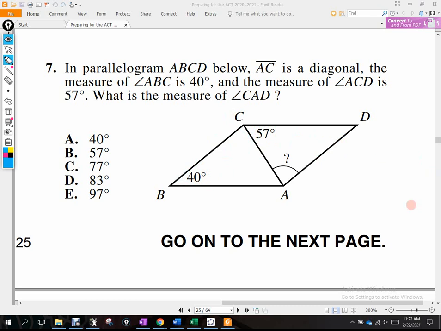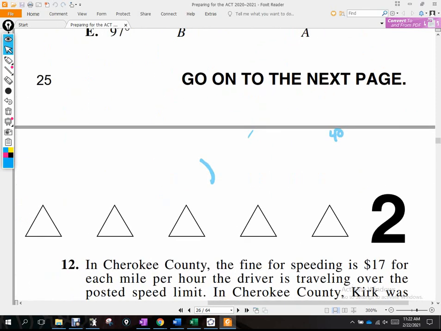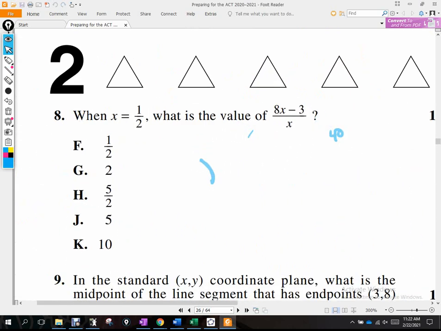Yeah, I think so. So what we're getting at here is if this is a parallelogram, those two angles, opposite angles, are congruent. Okay, so that's 40. And then if I've got this right here, what kind of shape is that right there? It's a triangle, right? How many degrees are there in a triangle? 180. So if I've got 57 and 40, yeah. Do that one.